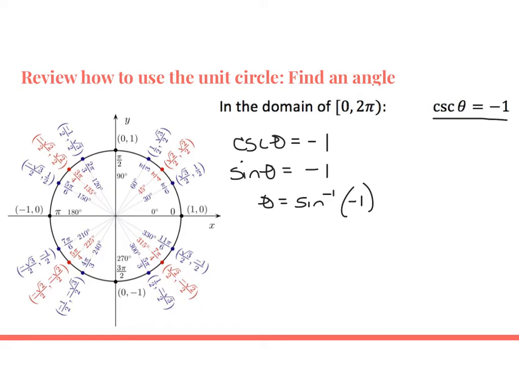Remember that sine is a y value. So we're looking for everywhere on the unit circle that our y value is equal to -1. This only occurs one time, so even though we're looking at one full revolution, theta only has one answer of 3 pi over 2.